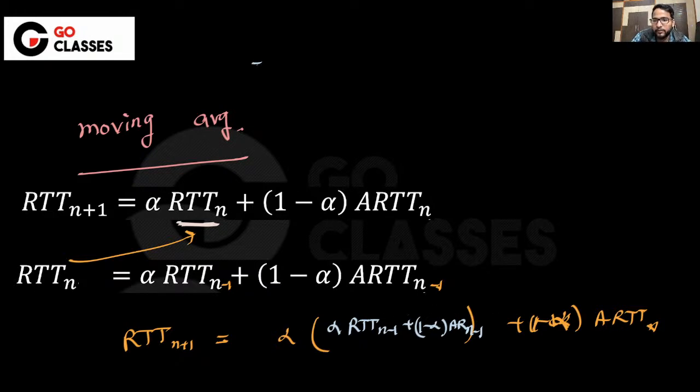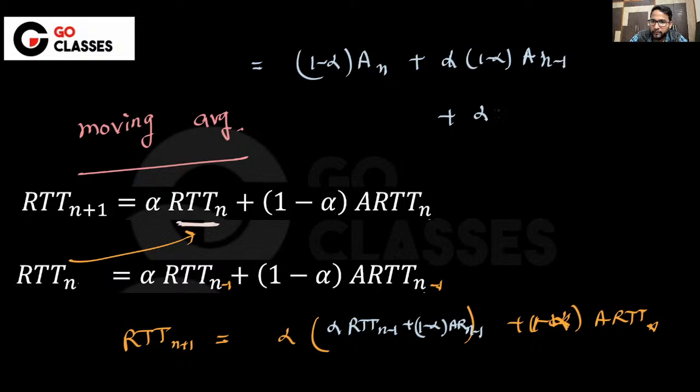So finally it will be (1 minus alpha) into actual RTT of n, plus alpha into (1 minus alpha) into actual RTT of n minus 1. Similarly, if you just keep on doing it, then plus alpha into (1 minus alpha) square into actual RTT of n minus 2.